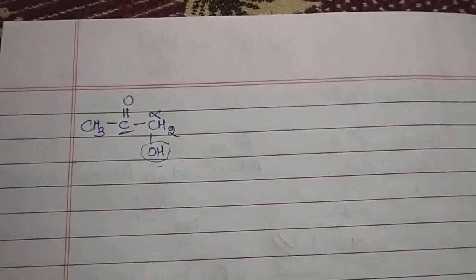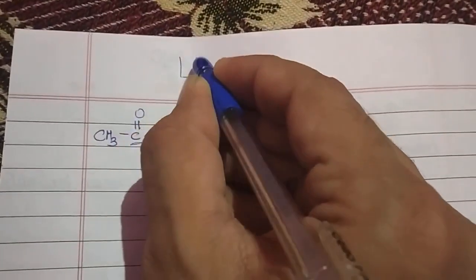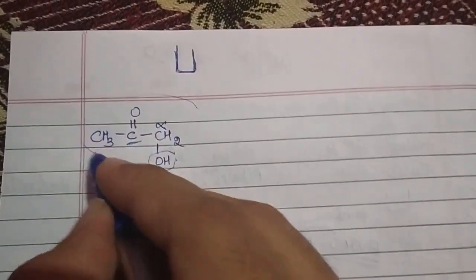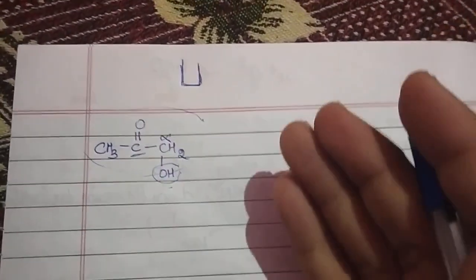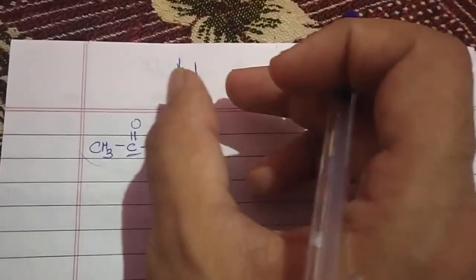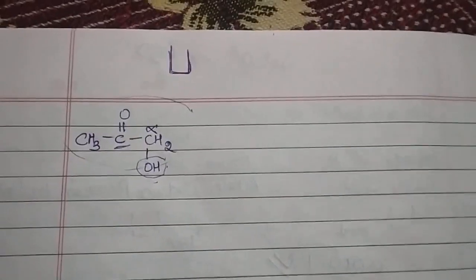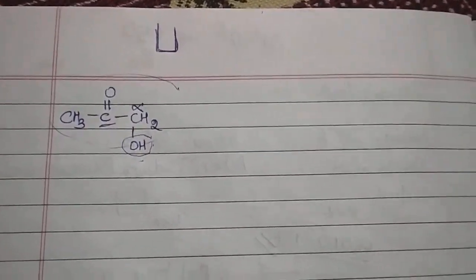The reason is this: consider that this is my jar in which I have kept this alpha hydroxy ketone. Of course, in acid it will remain as a ketone. But in this jar, it is tautomerizing, the same tautomerization which I dealt with in my previous video.